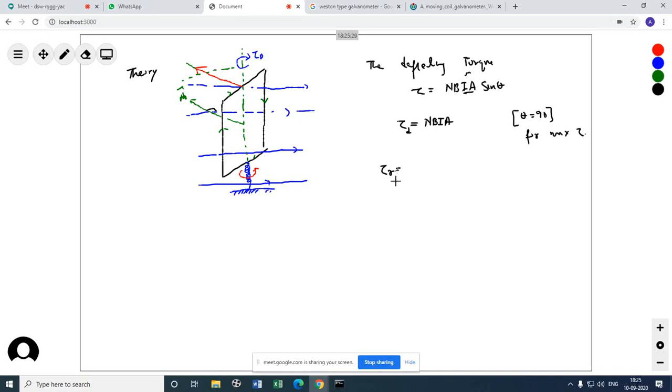Restoring torque will be what? We know the restoring torque is directly proportional to the twist: the more it gives a twist, the more will be the restoring torque. So it's directly proportional to the angle alpha. Greater the twist, greater will be alpha. Simple. So R equals K alpha, where K, this small k, is called the torsional constant.